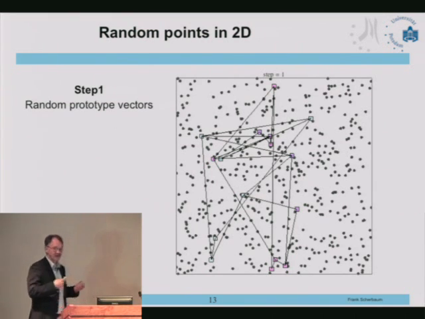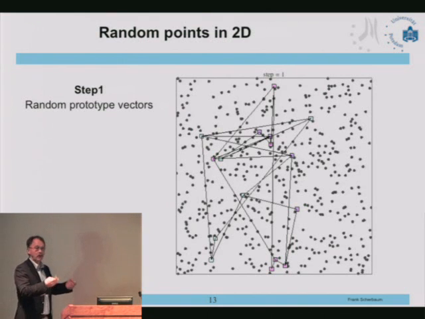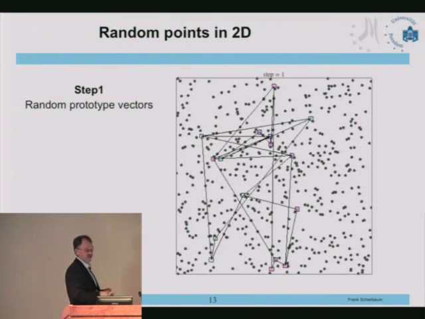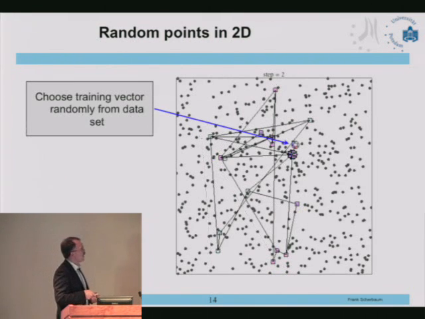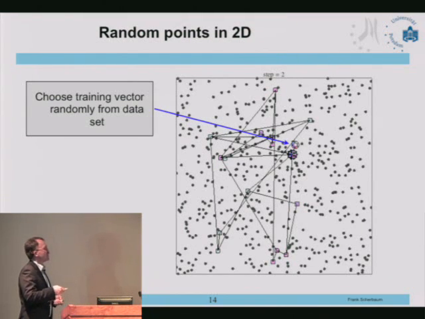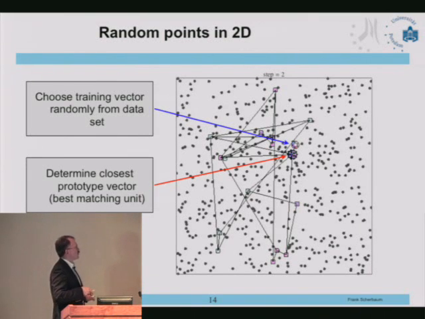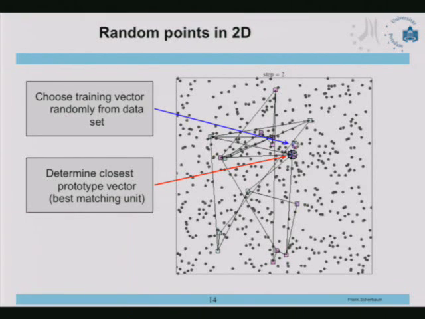So the data space in this case is two-dimensional, so we don't actually have to do a mapping, we can just watch the prototype vectors in the data space. Then the next step is to randomly choose a training vector. So here, this ball is chosen as the training vector at this moment. And then, subsequently, it is determined which is the closest prototype vector. Which one of those vectors spanning this net is closest to the training vector.